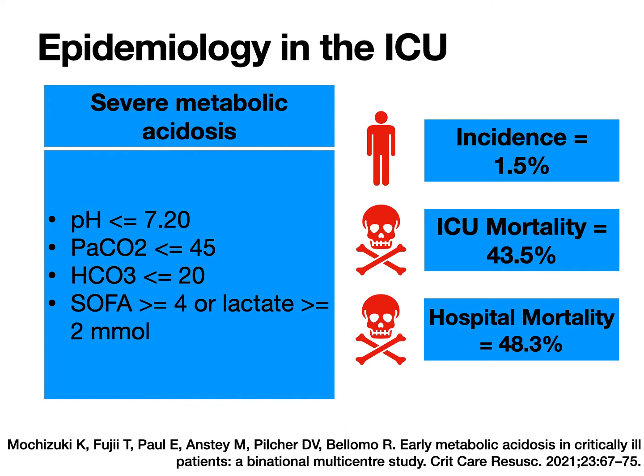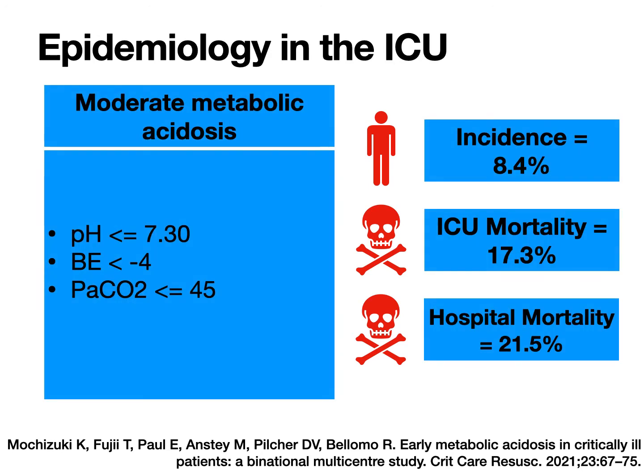There have been a few epidemiological studies on metabolic acidosis in the ICU. Here's one by Mochizuki et al. that looked at severe versus moderate metabolic acidosis in the ICU. They found out that patients with severe acidosis had an incidence of 1.5%, but an ICU and hospital mortality close to about 50%, meaning almost 1 out of 2 patients will perish. For patients with moderate acidosis, however, the incidence was 8 times higher in the ICU, but hospital mortality significantly dropped, highlighting how the severity of acidosis accompanies a graver prognosis.